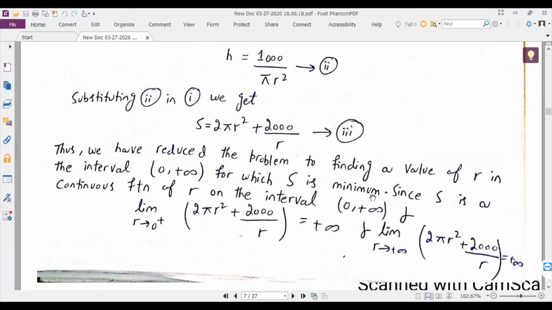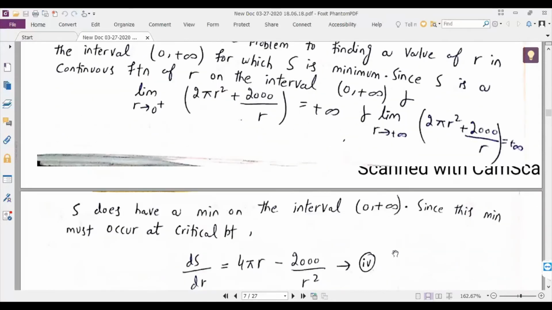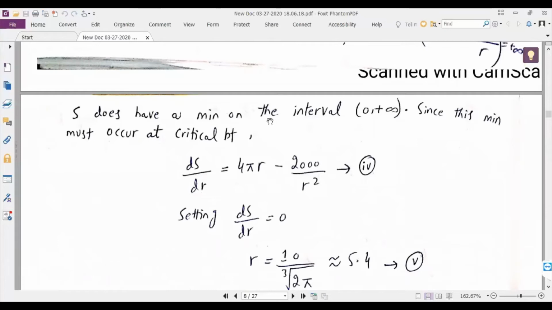Since R is the radius, it cannot be negative, and so can it be 0? Yes, it can be 0, but we won't include 0, because if we take the value of R as 0, this term will become infinite. Up to which point can we go? Yes, we can go up to infinity. Since S is a continuous function of radius on the interval 0 to infinity, finding the limits, we get these values. S does not have a maximum on the interval 0 to infinity.